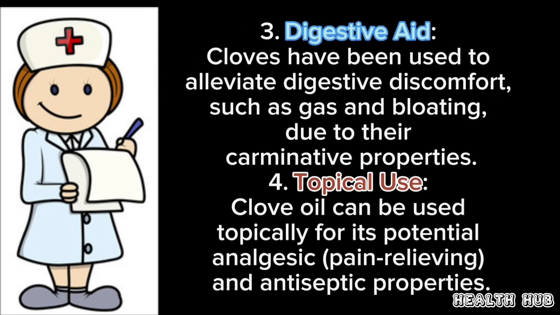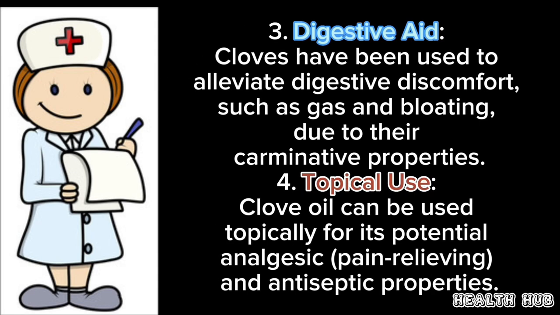3. Digestive aid. Cloves have been used to alleviate digestive discomfort, such as gas and bloating, due to their carminative properties. 4. Topical use. Clove oil can be used topically for its potential analgesic, pain-relieving, and antiseptic properties.